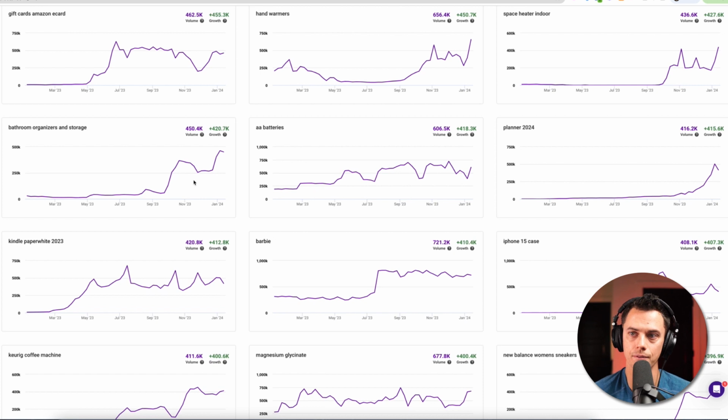Now, that being said, if I'm looking at bathroom organizers and storage, the goal would be to come in at this peak right here back in August, where it peaked from its usual 14,000 searches, 39 to 40 for a good consistent months. And then it peaked up at 91. That's when you would want to jump in and be like, ooh, this is starting to gain momentum.